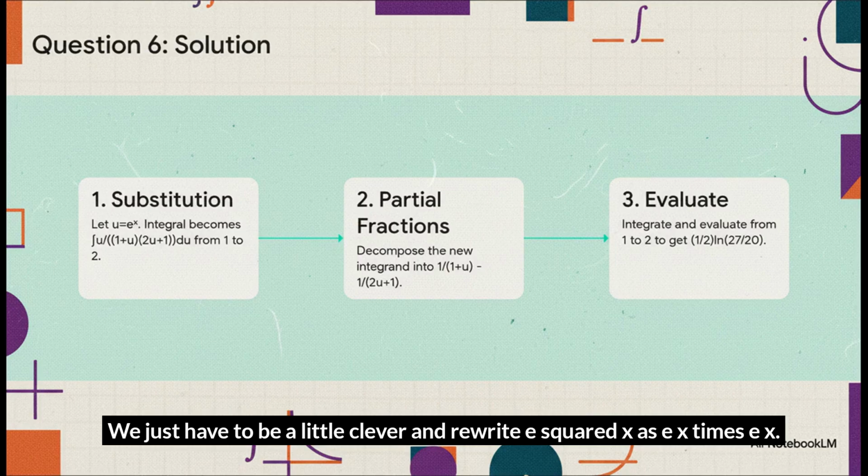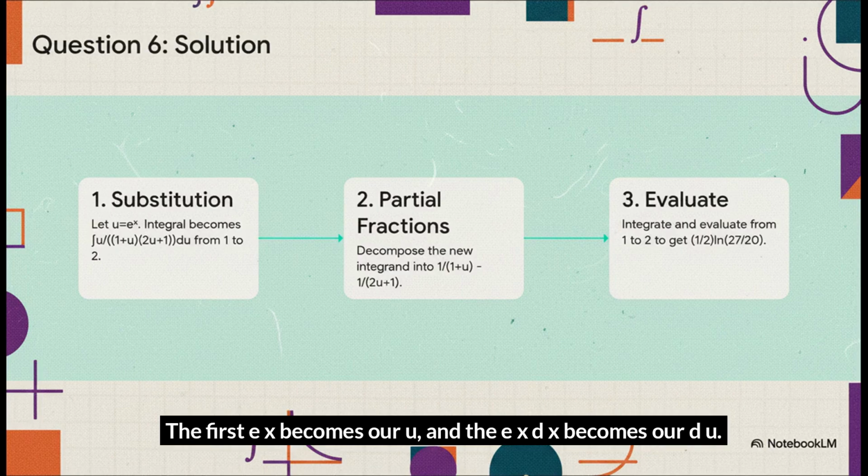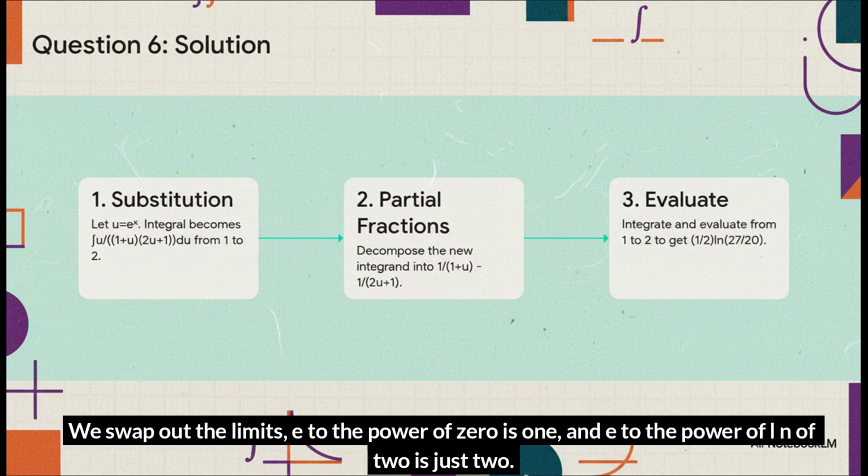We just have to be a little clever and rewrite e^(2x) as e^x times e^x. Now we can make our substitution perfectly. The first e^x becomes our u, and the e^x dx becomes our du. So the whole numerator is now just u du. The rest of the integral falls along just as easily. We swap out the limits, e to the power of 0 is 1, and e to the power of ln of 2 is just 2.